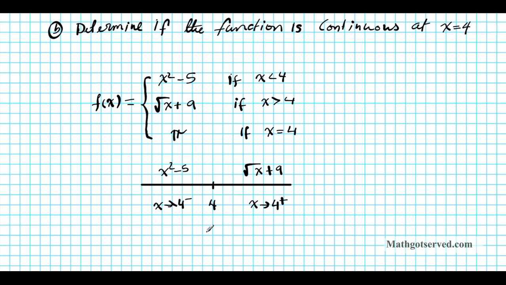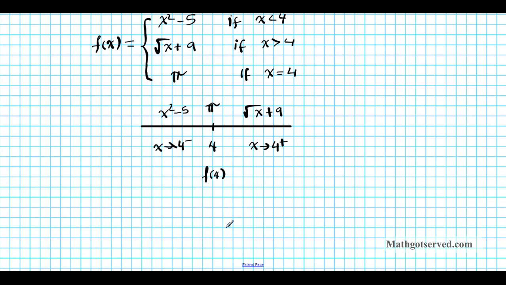And then when we're evaluating f of 4, we're simply going to be looking at the constant function, which is pi. Okay? All right, so let's go ahead and consider each case. So for the limit, the a part, the limit exists if the left and right hand limits are the same. Okay, so let's find the left hand limit first. Limit as x approaches 4 from the left. We're going to be using the function that's active on that interval, which is x squared minus 5.